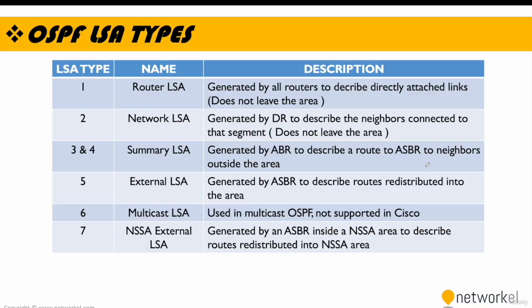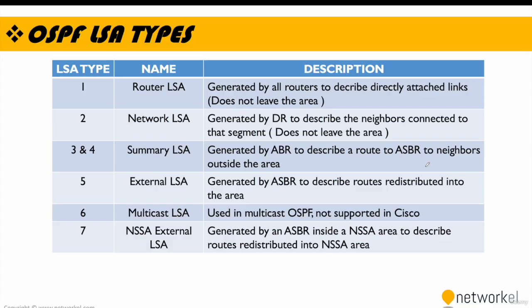We have LSA type 2, that is the network LSA. That is generated by the designated router to describe the neighbors connected to that segment. And this one also does not leave the area that it belongs to. We have LSA type 3 and 4. Those are known as summary LSAs and are generated by the ABR to describe routes to the ASBR and to neighbors outside the area.